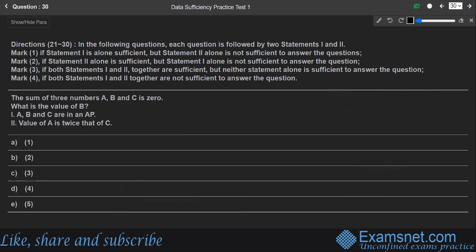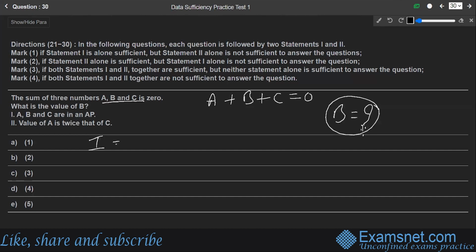Now, the question says the sum of three numbers A, B, and C is 0. What is the value of B? Okay, that is the question. The sum of three numbers A plus B plus C is given as 0. They're asking for the value of B. Can we find out the value of B using any of the statements? That is the sufficiency we need to check.